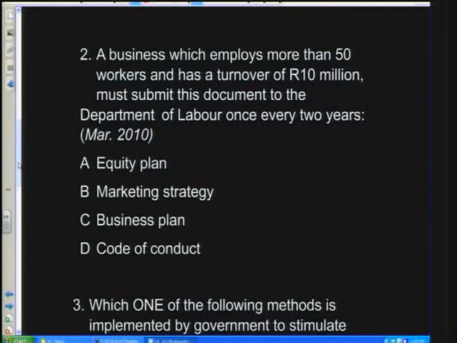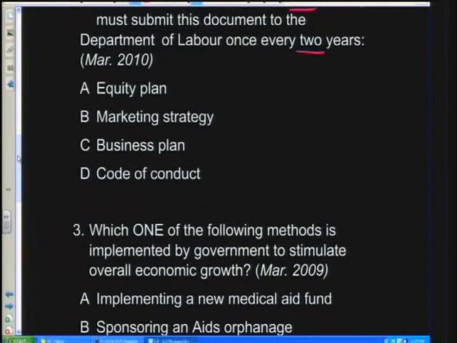A business which employs more than 50, ooh, that's a key. We did this in theory, more than 50 workers, and has a turnover of 10 million rand, must submit this document to the Department of Labor once every 2 years. Let's look at the options, guys. Number A says, the Employment Equity Plan, marketing strategy, a business plan, or the Code of Conduct.